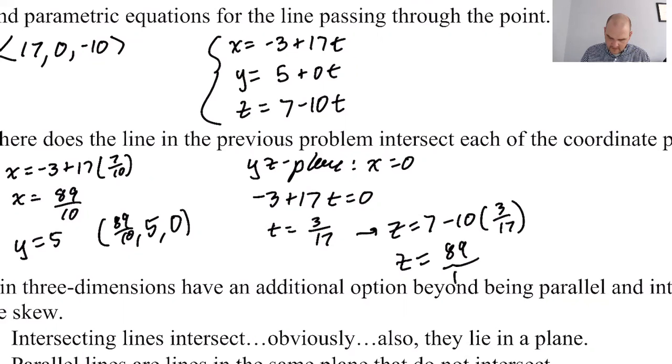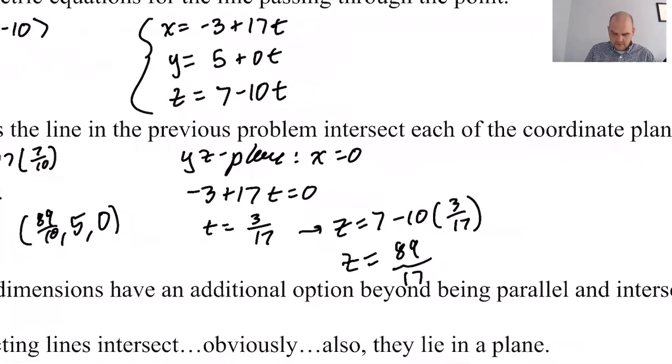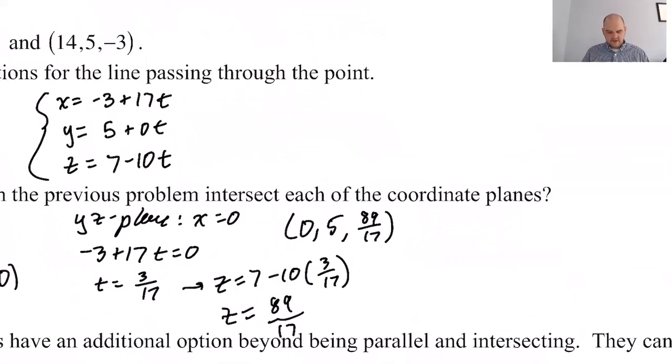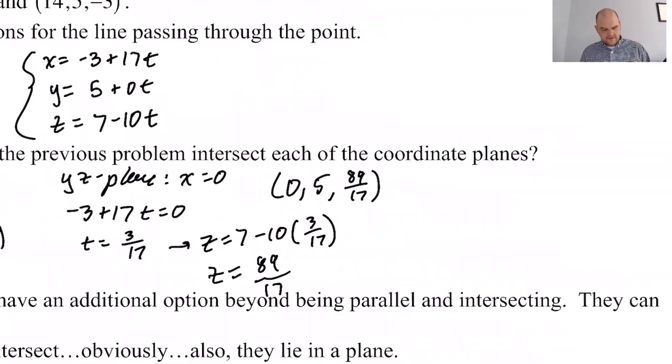So think about that. What is this weird symmetry that's happening? I don't have an answer for you. Think about it. Get back to me. The symmetry I'm referring to is, for the xy plane, we got 89 over 10, 5, 0. For the yz plane, we got 0, 5, 89 over 17. It's kind of interesting to me. And then think about this. Okay, so what about the xz plane?